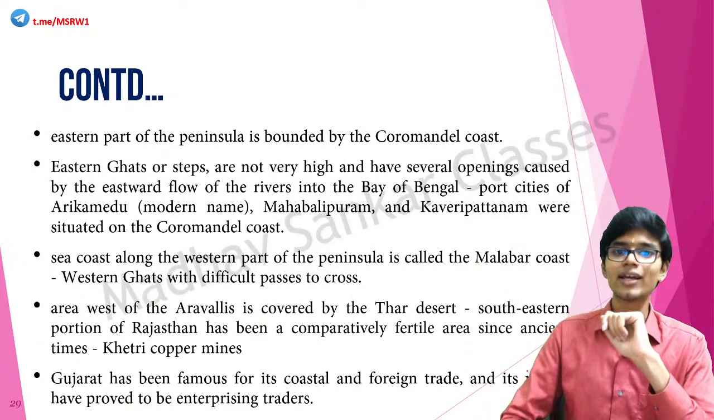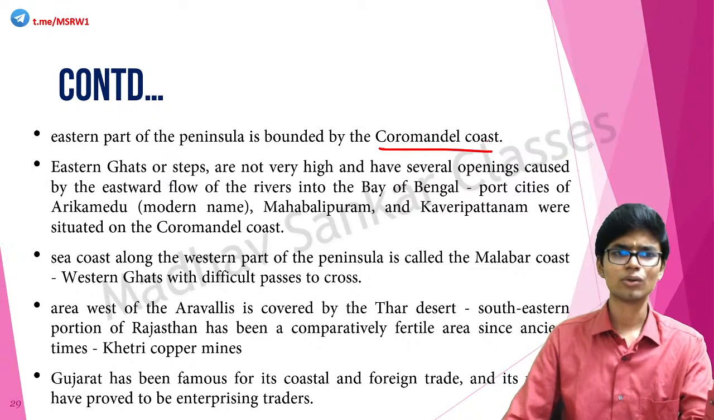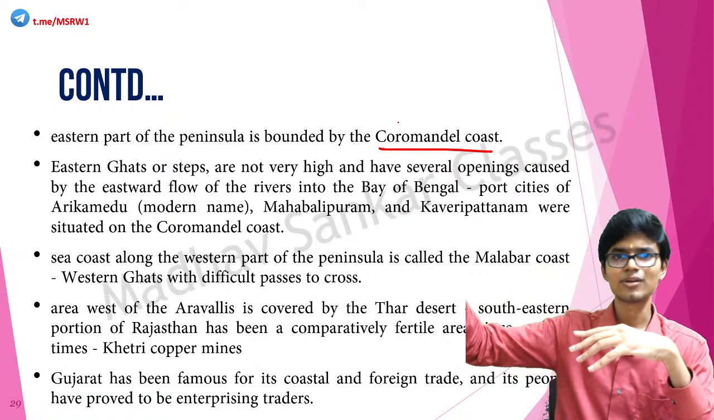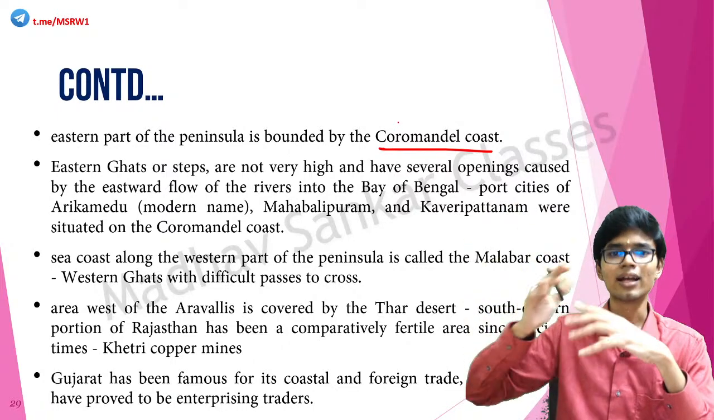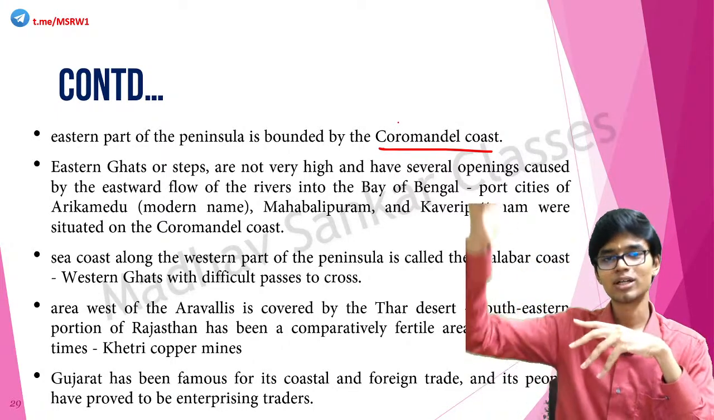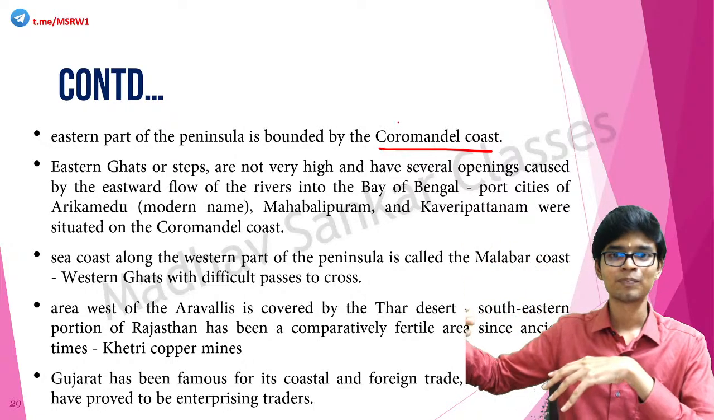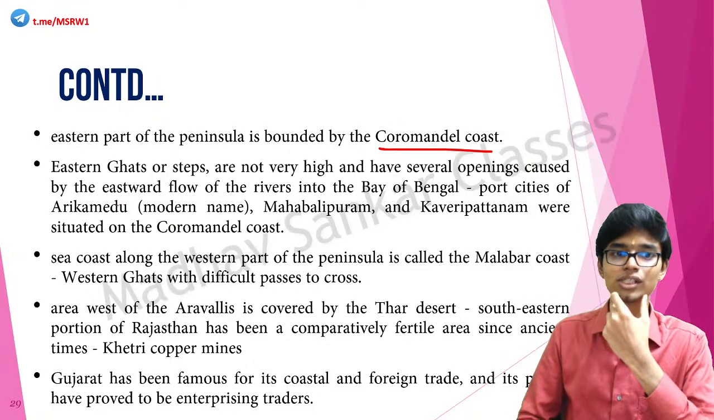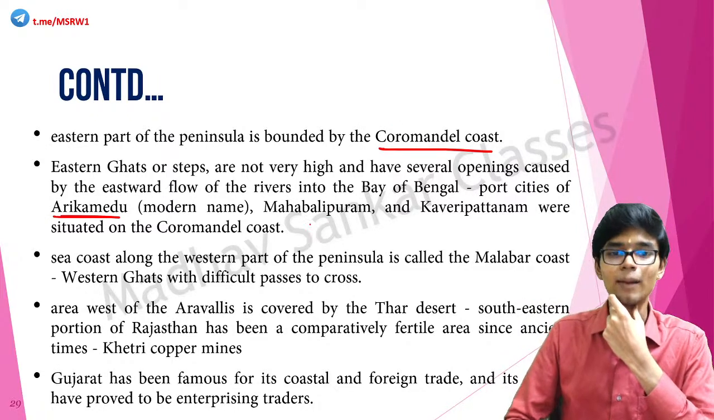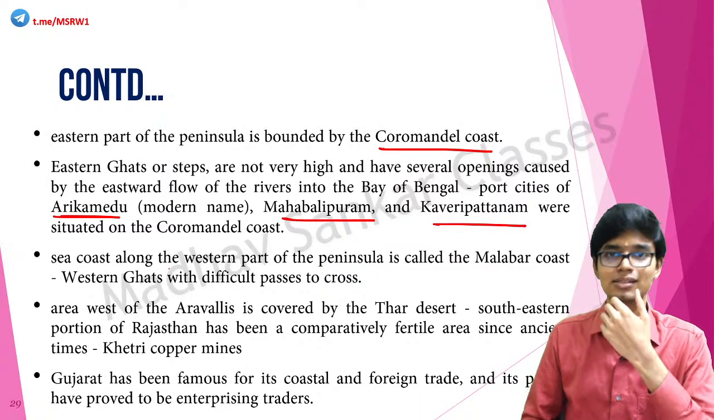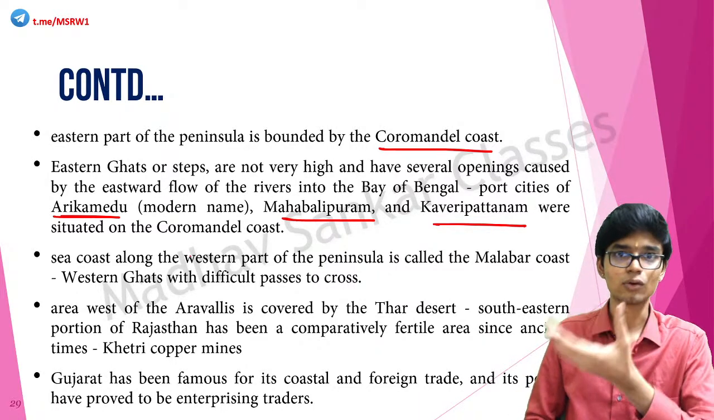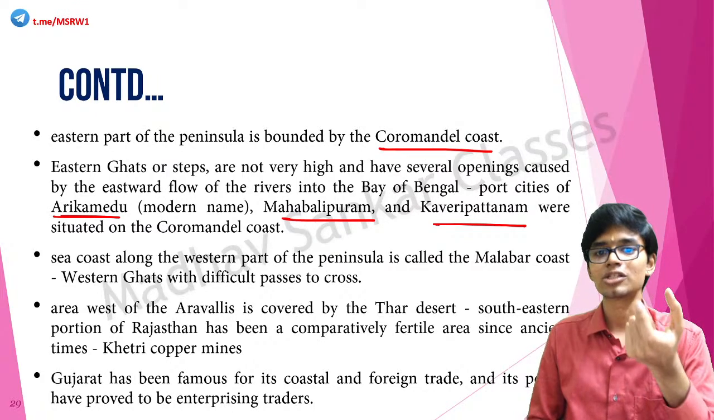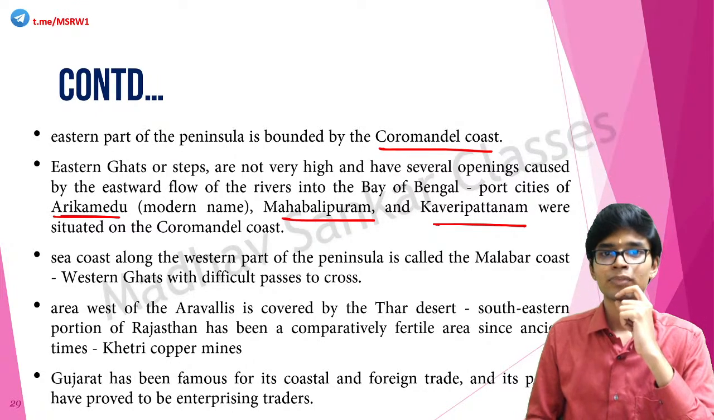Okay, in the eastern part of India, we have the Coromandel coast. Obviously, you know that. And the Eastern Ghats are not very high. They are neither continuous nor so high. There are plenty of openings thanks to the rivers which flow into the Bay of Bengal. Some of the most important port cities on the eastern coast include Arikamedu, Mahabalipuram, Kaveri Pattanam, etc. All these are situated on the Coromandel coast. If you are history optional students, please do look into the exact location of these areas on your map.